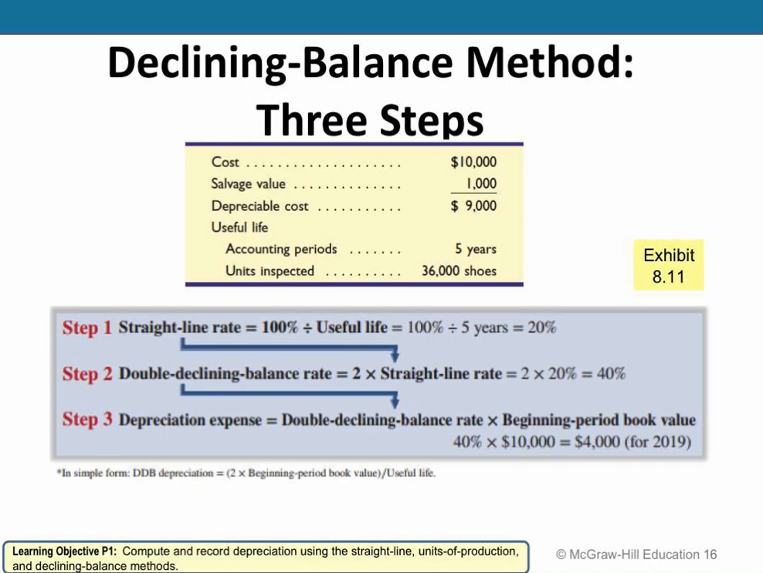Double declining is going to mean we're going to quite literally double that straight line rate. So 40% is what we're going to use here. And we're not going to include the salvage value in terms of the base that we're multiplying that 40% by. So we'll take 40% times 10,000, the beginning period book value, to get 4,000 for 2019. Now, the base is going to change each year, and then we're going to have something called a plug at the end, and we'll see how that looks.